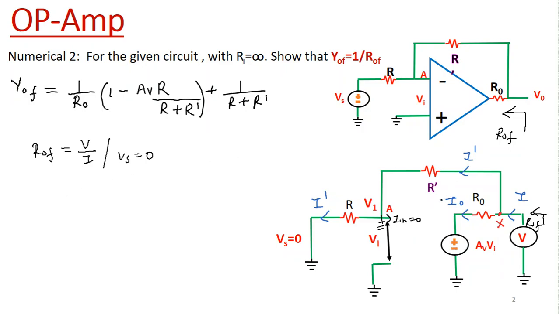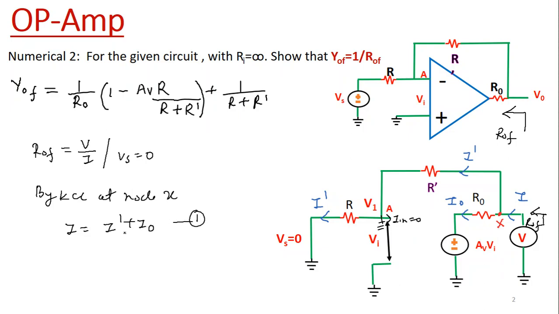Now this current I, that is the output current, is divided into two branches at node X, that is the output resistance RO branch and the R dash branch. The current flowing through RO is Io and the current flowing through R dash is I dash. So by KCL at node X, we get I is equal to I dash plus Io. This is equation number 1.